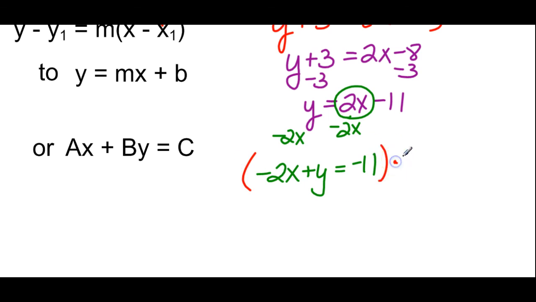Multiply everything here by negative 1 to make your leading coefficient positive. And this would be positive 2x minus y is equal to 11. This is probably how you will see that written. That's it.